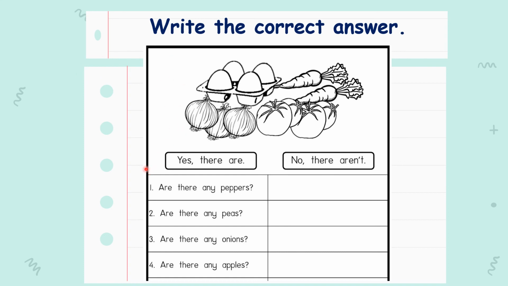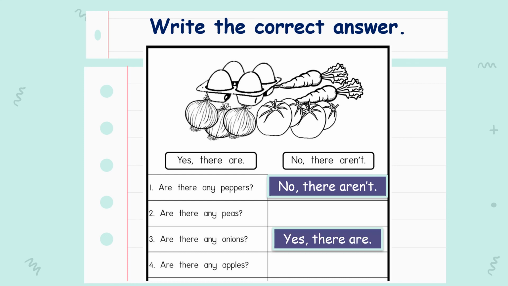Now the next question. Write the correct answer. This is countable plural nouns. So, the same thing, look at the picture and answer the question. Are there any peppers? Are there any peppers in the picture? The answer is no, they aren't. What about number 3? Are there any onions in the picture? The answer is yes, they are.